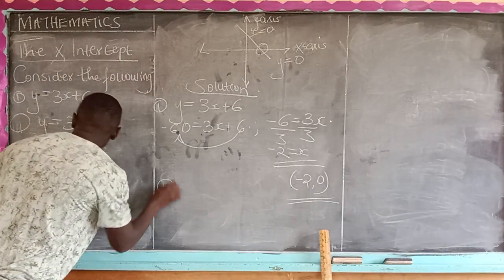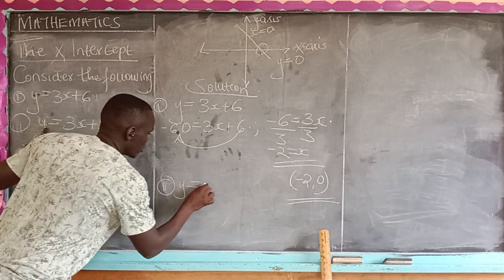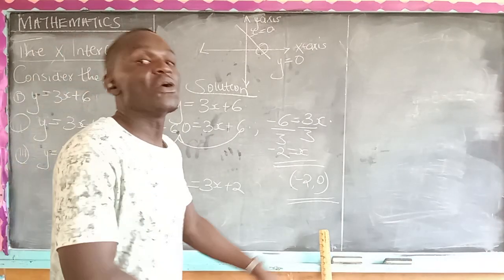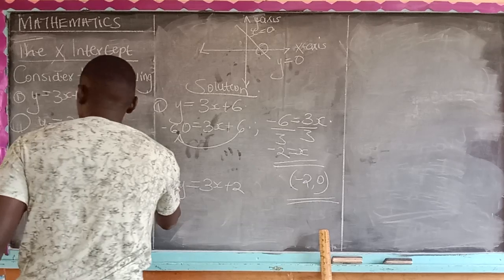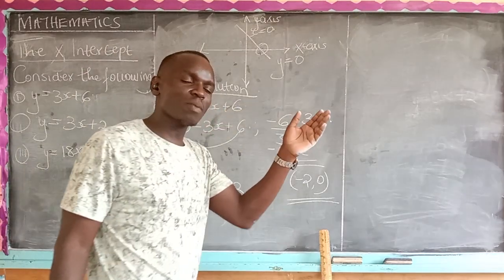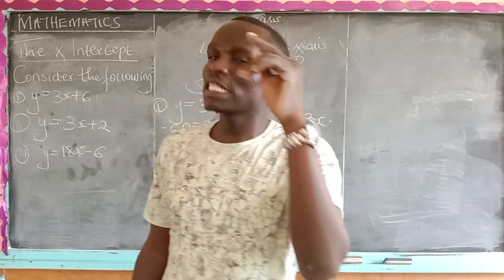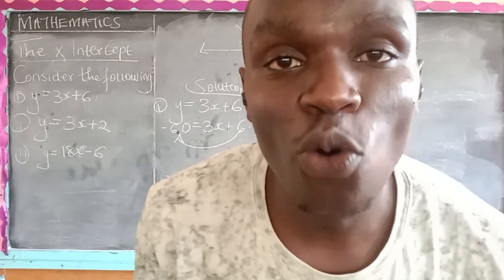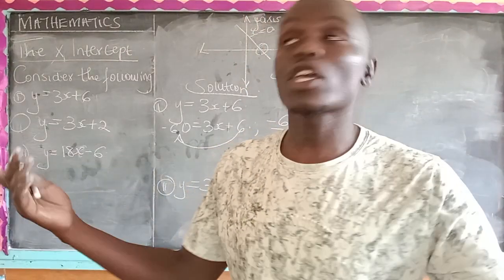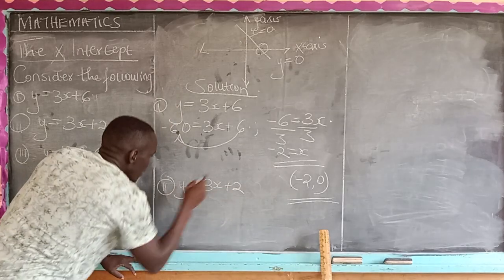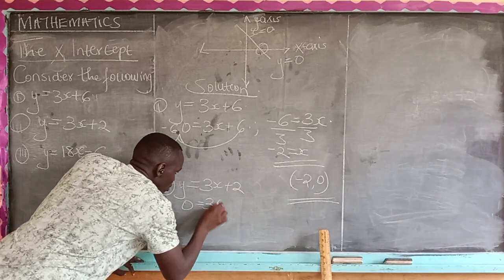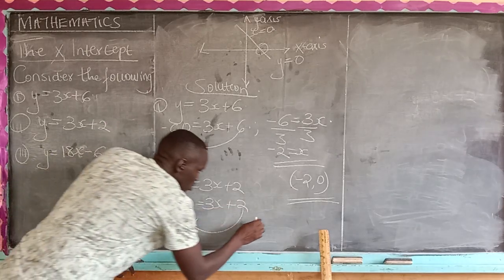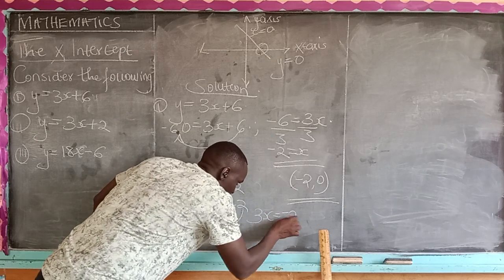Now, let's go to the second one. We have y equals 3x plus 2. The same method: you just make sure that y is 0. At the point where the line passes the x-axis, y is 0; at the point where it passes the y-axis, x is 0. But in this case, we need y to be 0. So we have 0 equals 3x plus 2. The 2 goes to this side from positive to negative, so you will have 3x equals negative 2.